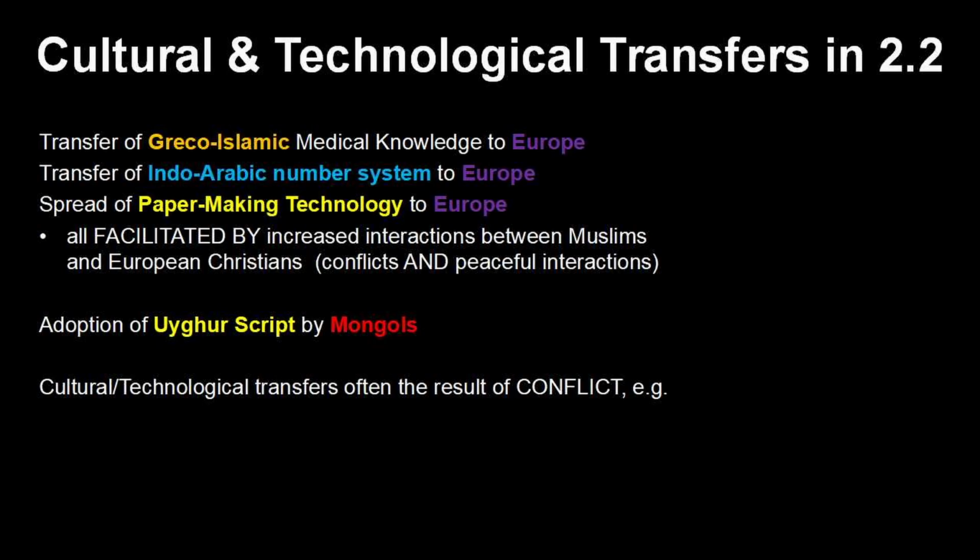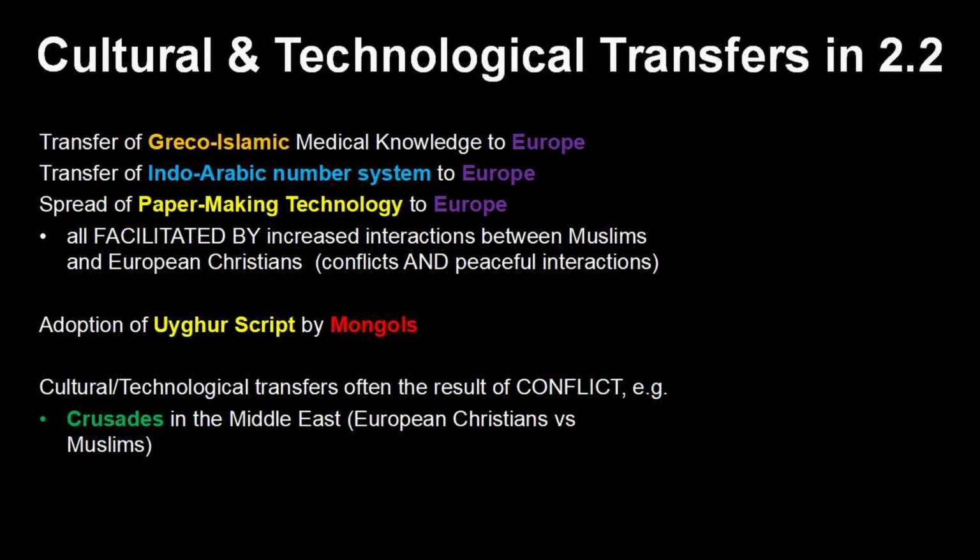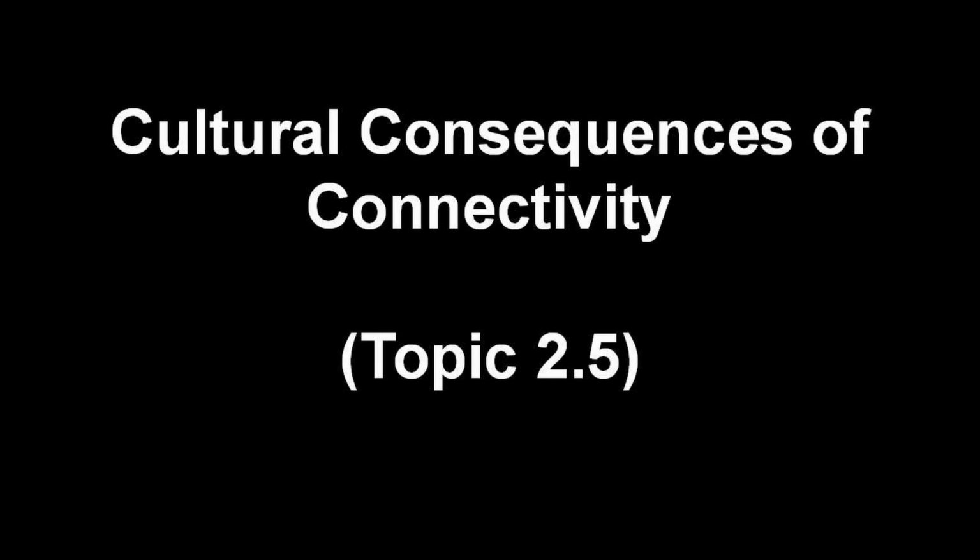All of these are examples of how interactions between different cultures lead to transfers, cultural or technological. Sometimes these interactions are violent, for example between the European Christians and Muslims in the Crusades, or between the Mongols and a lot of people. In 2.5 we see even more examples.